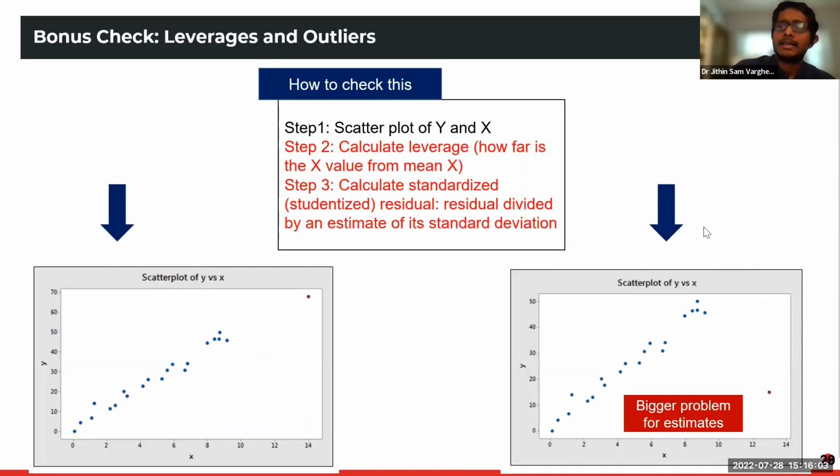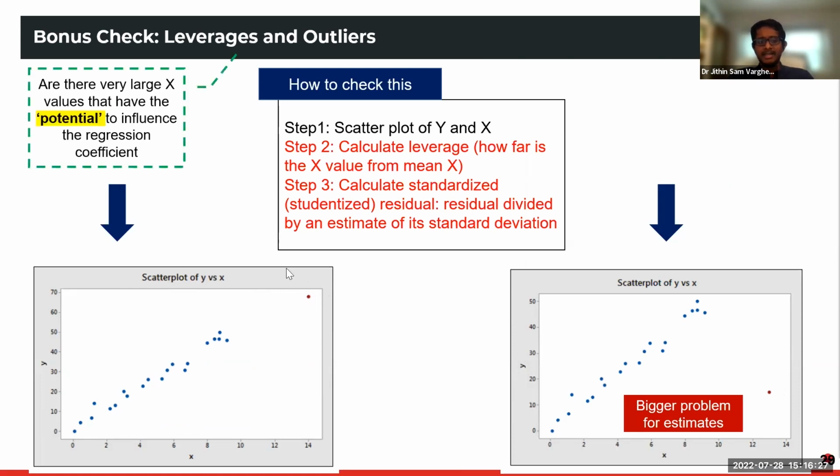Now, these are some of the more fascinating concepts in linear regression. I personally find them very satisfying to understand. So for example, if we plot X and Y, we may see that a point does not align with the other X and Y data. For example, here, all the points are here, but there is this one person who is somewhere here. If a point consists of large X values, that point is said to have a high leverage to influence the regression coefficient.